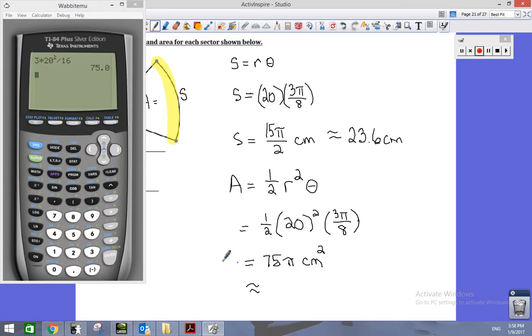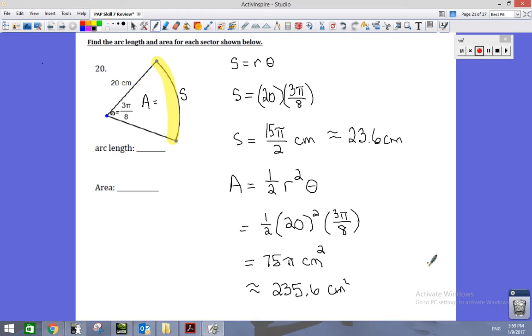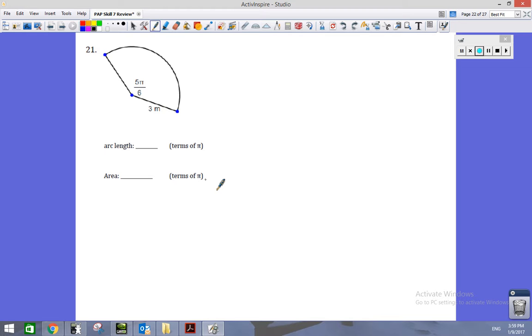If I want a decimal approximation to that, to 1 decimal, times pi, 235.6 square centimeters. Not square meters, square centimeters. And you can carry it out to more decimals if you need to. Like I say, I always used to just give exact answers, and then there's no question whether I'm right or wrong. I gave the exact answer. All right, so that's good for the arc length and the area for 20. Let's take a look at the next one, 21.